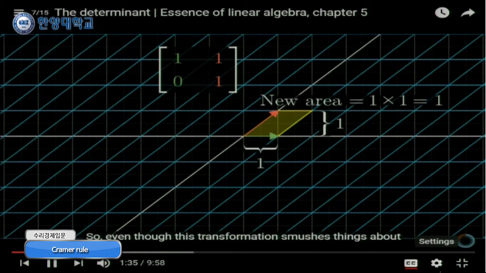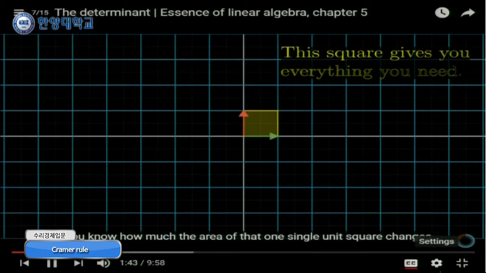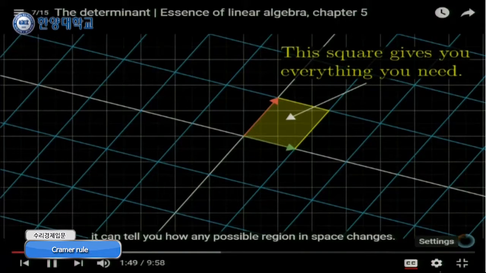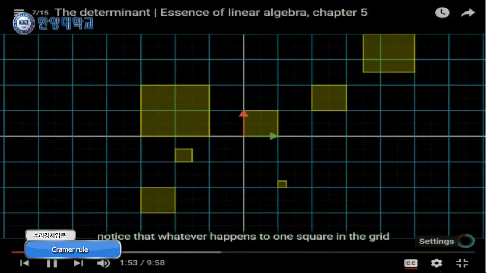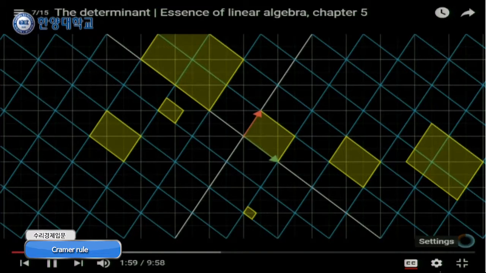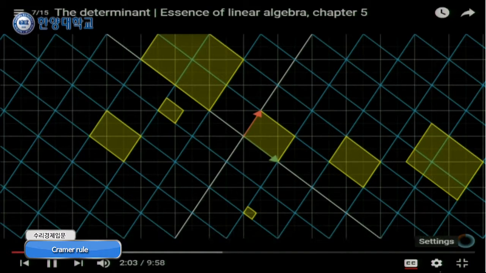So even though this transformation smushes things about, it seems to leave areas unchanged, at least in the case of that one unit square. Actually though, if you know how much the area of that one single unit square changes, it can tell you how the area of any possible region in space changes. For starters, notice that whatever happens to one square in the grid has to happen to any other square in the grid, no matter the size. This follows from the fact that grid lines remain parallel and evenly spaced.